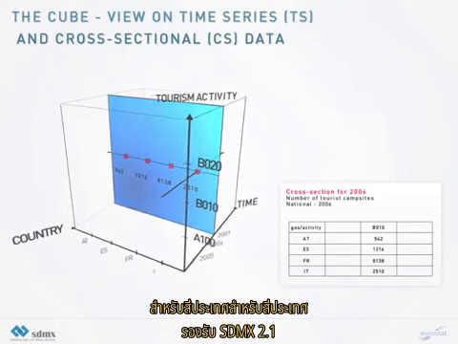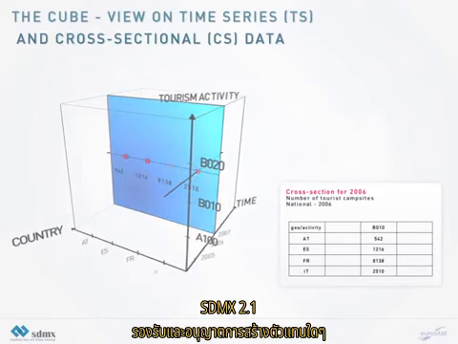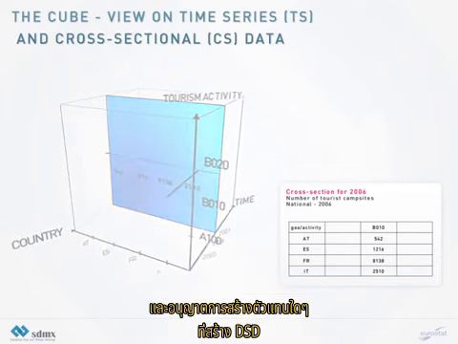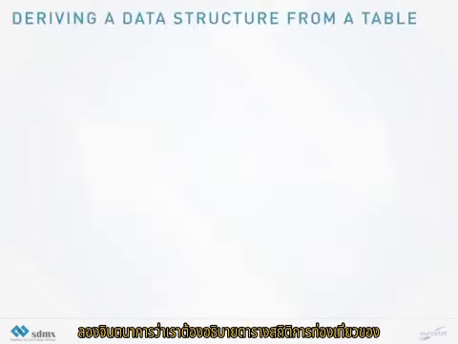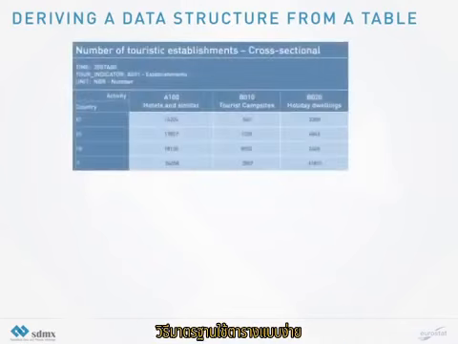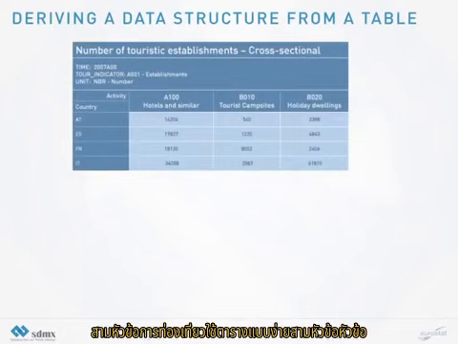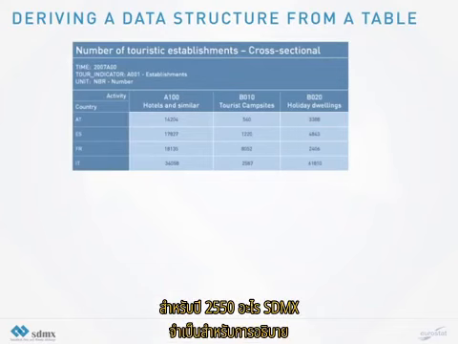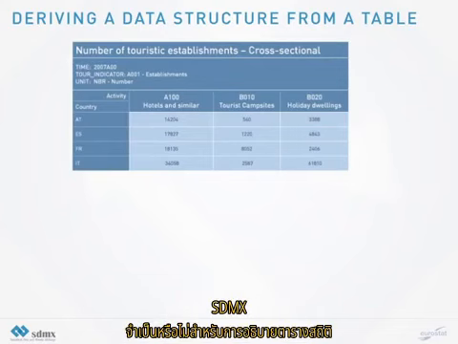SDMX 2.1 supports and allows any representation when creating the DSD. Let's imagine we have to describe our table for tourism statistics in a standard way. Take a simplified table, 3 tourism topics for the year 2007. What does SDMX need for describing a statistical table?